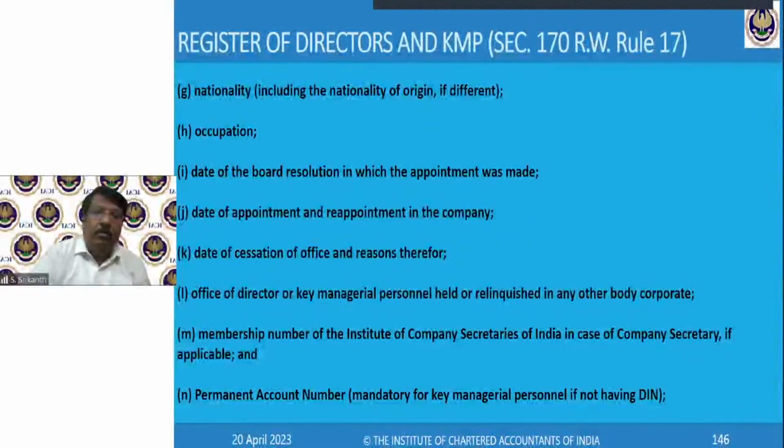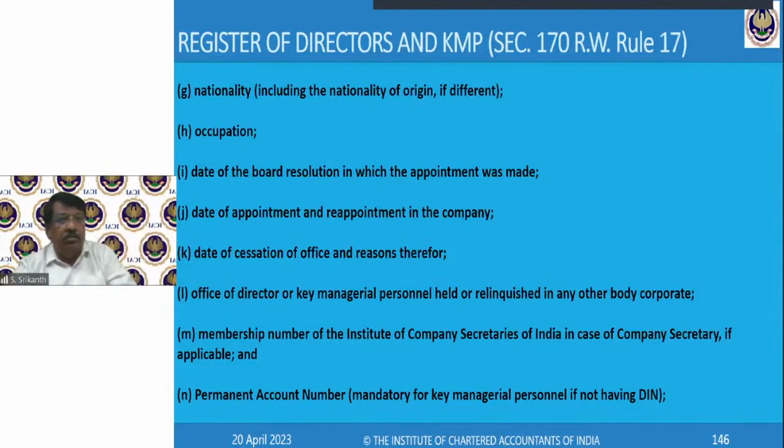Nationality. Occupation. Date of board resolution by which the appointment was made. Date of appointment and reappointment in the company. Date of cessation of office and reasons. See, it's a complete record of the director. Usually it will be a written document. Now it can be maintained on computer also. But anyway, it's a total document.